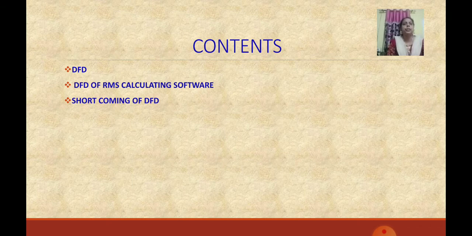The contents of this video are the DFD of RMS calculating software. Means in this session I will discuss the DFD of RMS (root mean square) calculating software and the shortcomings of DFD.